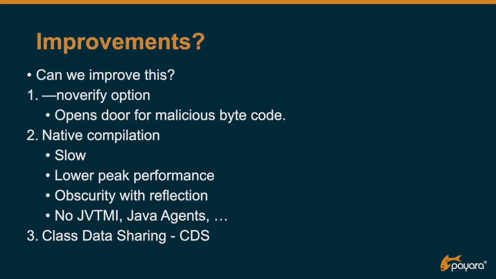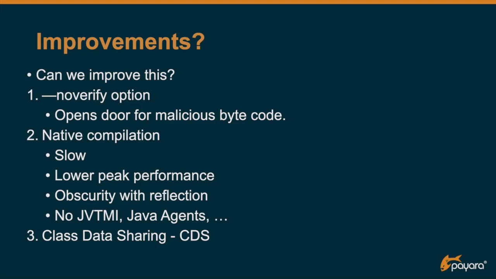So one step back, maybe there are improvements. So what are the different options to improve? Because there is more than one option possible for a certain problem. As I mentioned, you can disable that verification, but that is a very bad option if you ask me, because that opens the door for malicious bytecode. So that's something that you should never do.